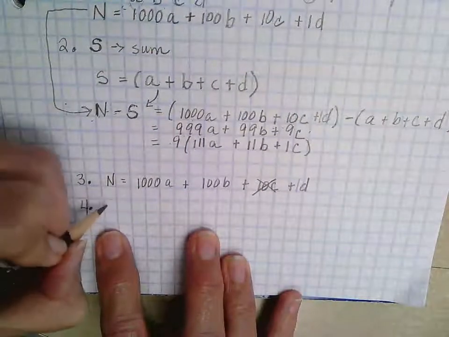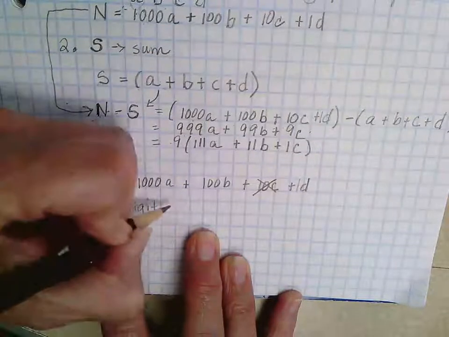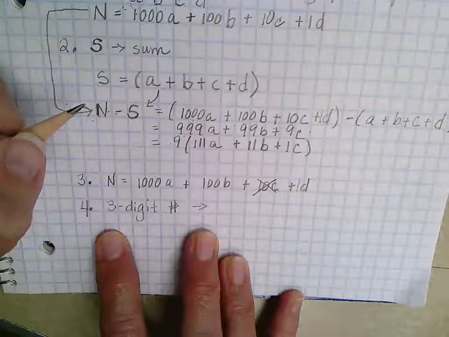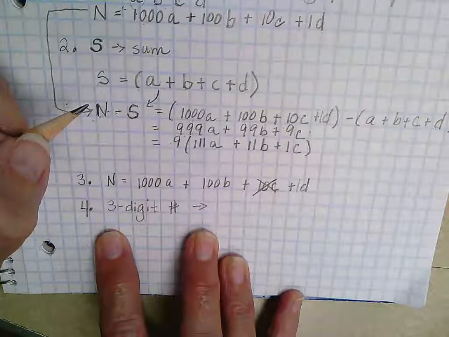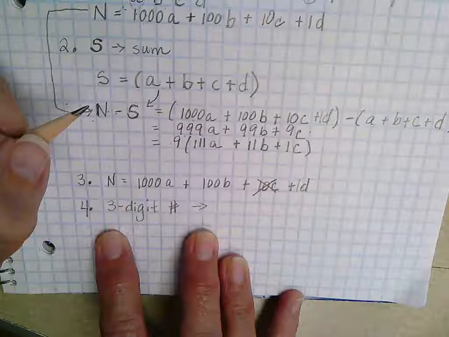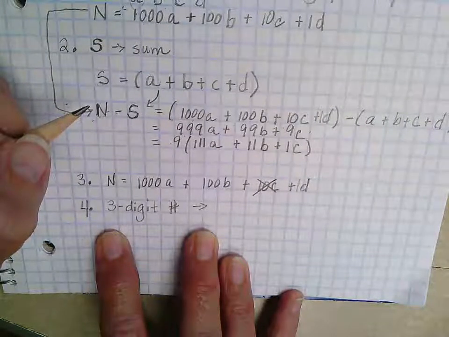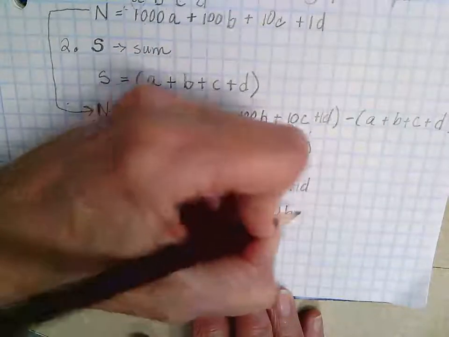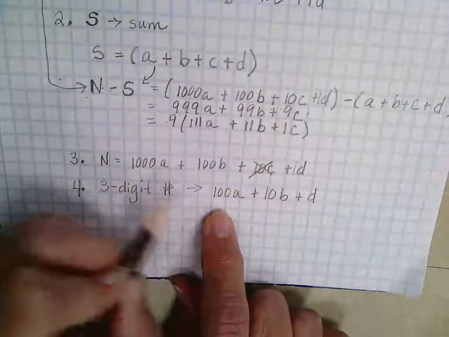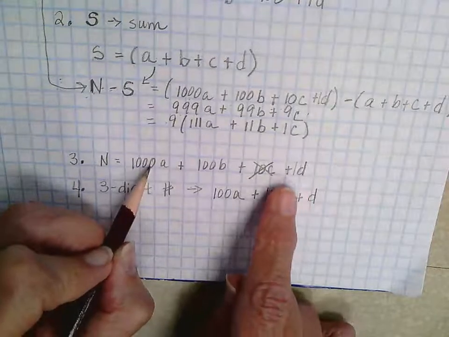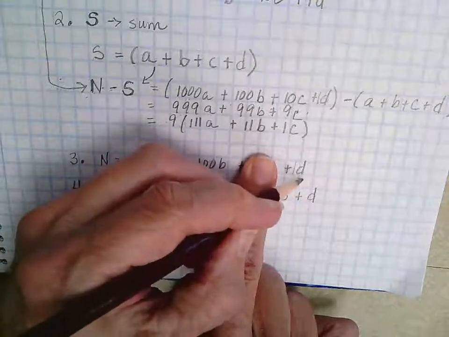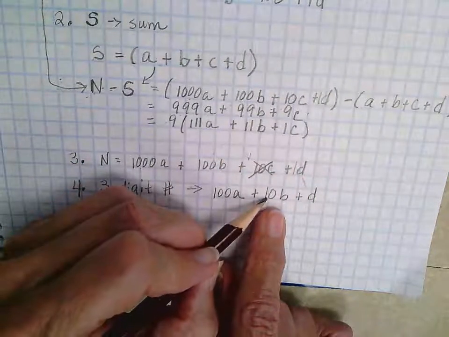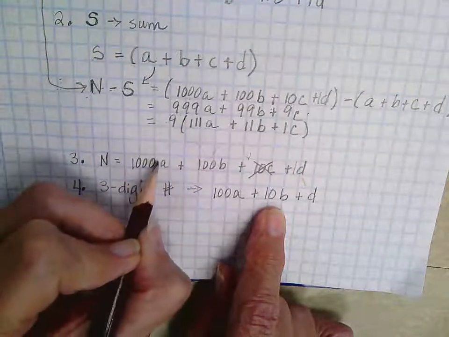The next step was to form a three-digit number with what you have left. So that three-digit number is going to be 100A plus 10B plus D. Now, why did this change to 100 instead of 1,000? Well, it's because I took out C, so D remains the same. It's still in the ones place, but now B shifts over to the tens place. So my B's become my 10s, and my A's become my 100s.